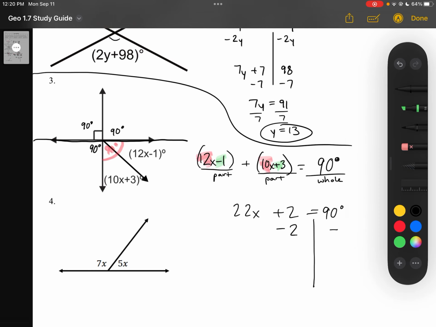And then from here, we just finish up solving. Subtract 2 from both sides to get all the x's on the left. Divide by 22. And we get an answer of x equals 4.